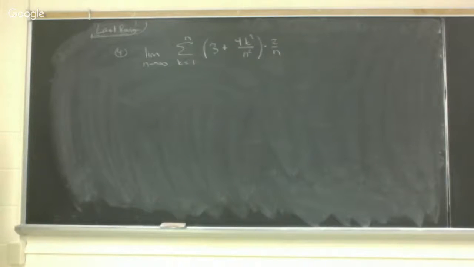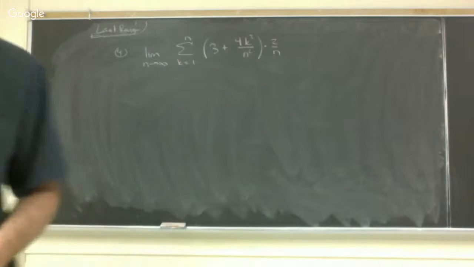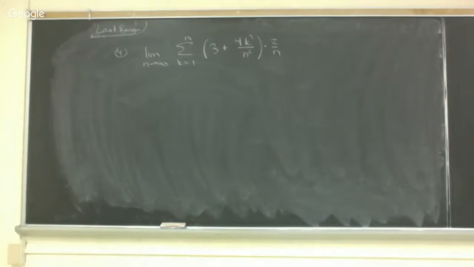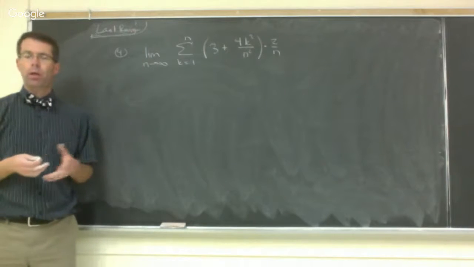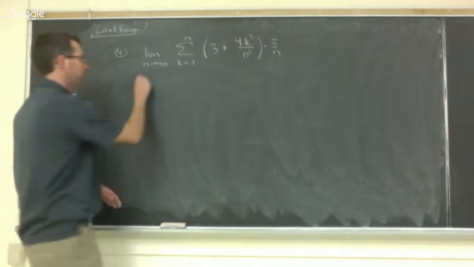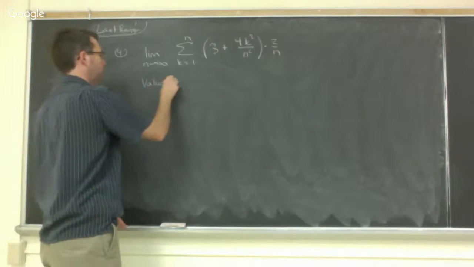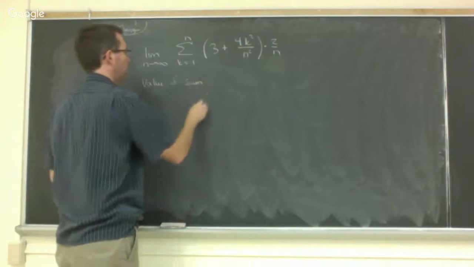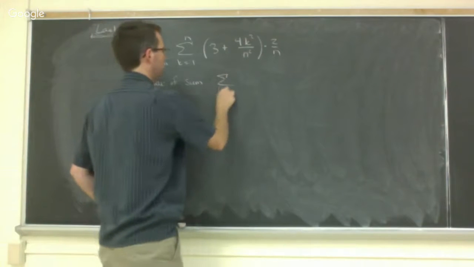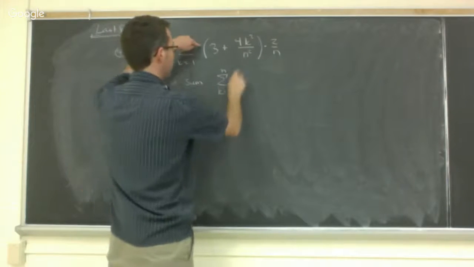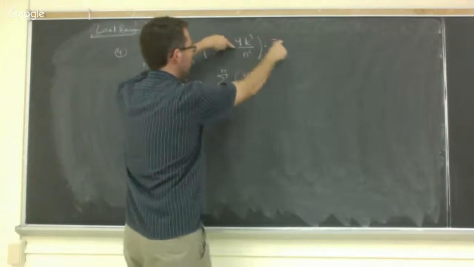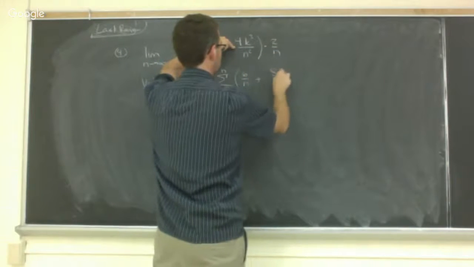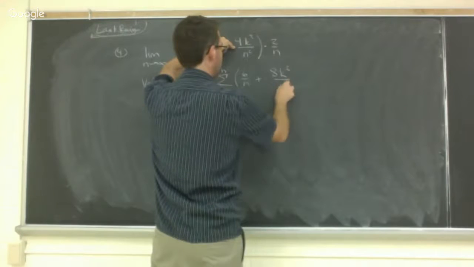So the idea here is it's already been written as a sum. All I want to do is find the value of the sum. So let's multiply this out. So I get 6 over n plus 8k squared over n cubed.